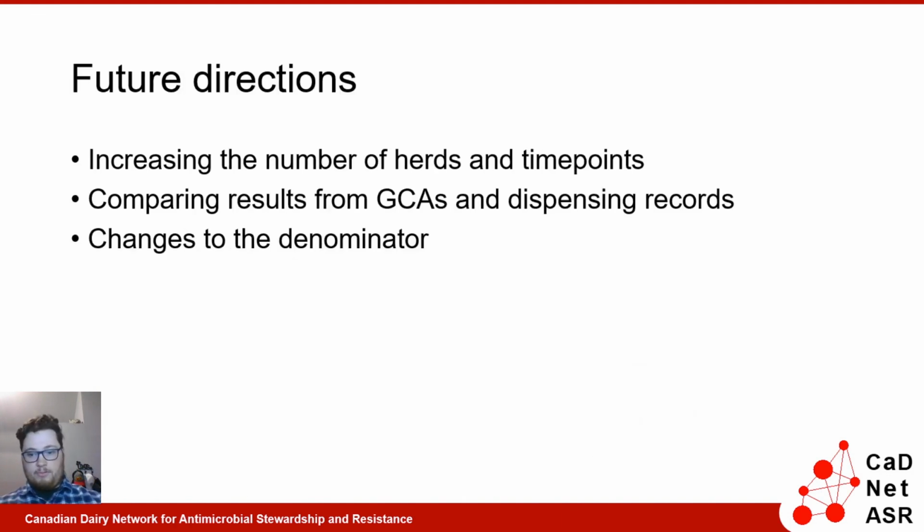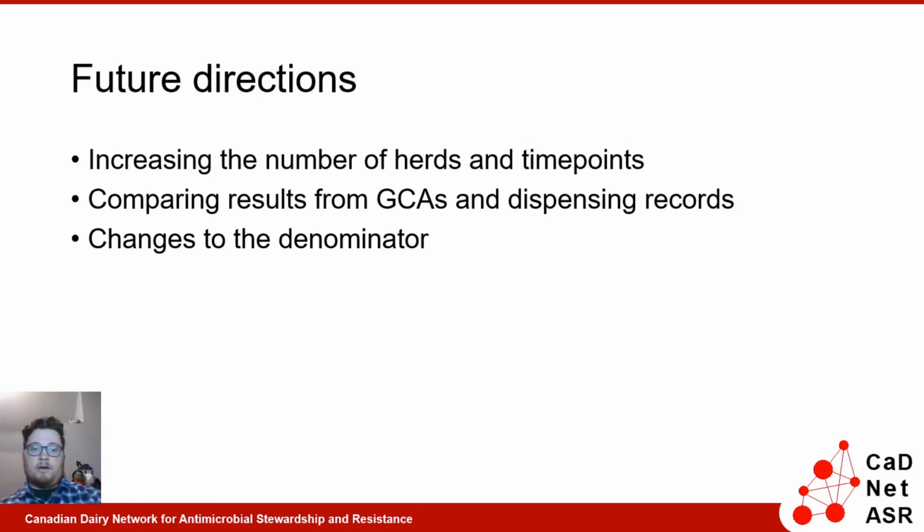The work that we're still working on doing would be increasing the number of herds and time points. This is a multi-year study, so we'll hopefully be able to add. And there are more herds in the data set now than there were back when I extracted this data. It'd be nice to compare the garbage can audit to dispensing records, and that's some stuff we're also working on at the moment. And it seems like dispensing records will be a little bit higher, so it's going to be interesting to see those results.